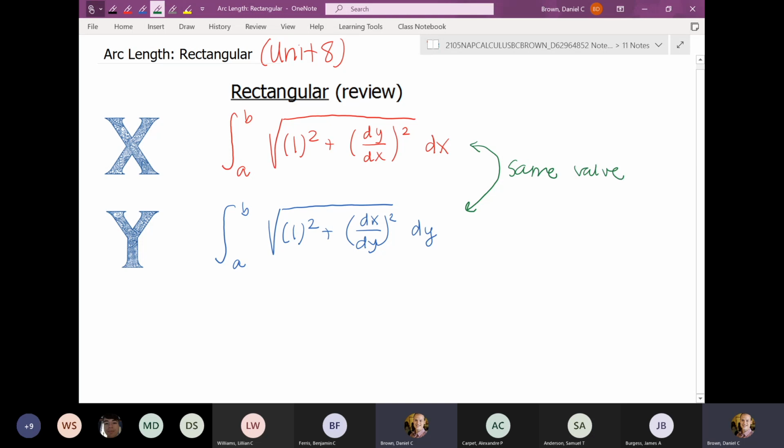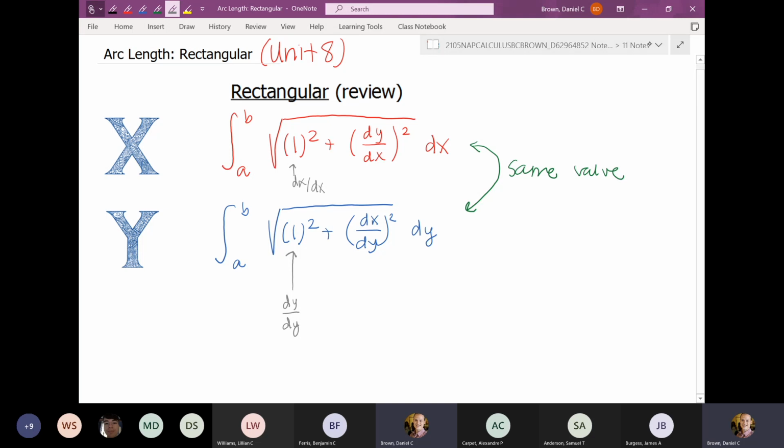We can also do arc length in parametric mode. It's going to be the exact same formula. If I remind you where some of this formula came from: in the dy notation, it came from dy dy. In the dx notation, it came from dx dx, and that's why we just have a 1, but it's basically coming from the Pythagorean theorem.